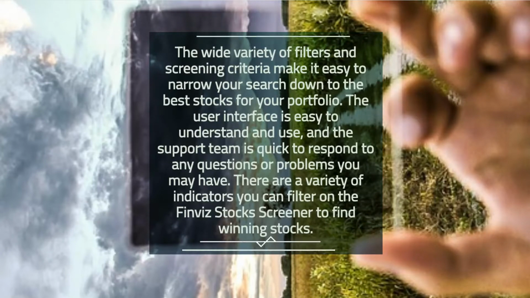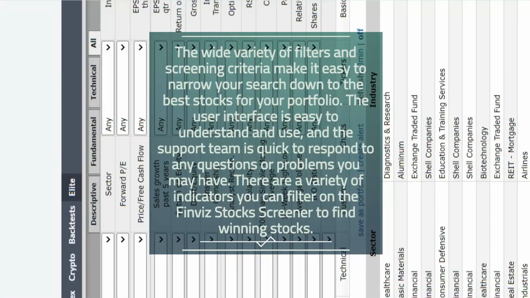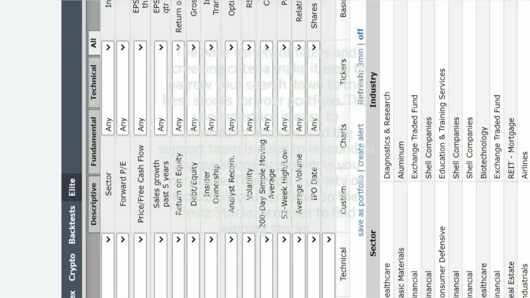The user interface is easy to understand and use, and the support team is quick to respond to any questions or problems you may have. There are a variety of indicators you can filter on the Finviz Stock Screener to find winning stocks.